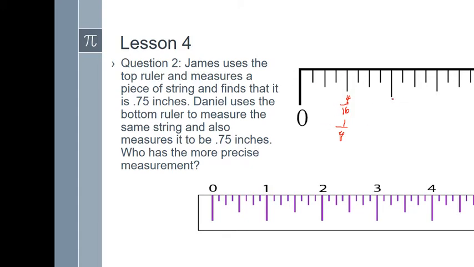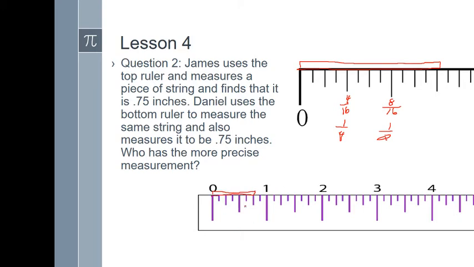Same thing, this would be 8/16 or 1/2 of an inch. So we do see that this ruler here is measuring to the nearest 1/16 of an inch. And it measures this piece of string, and here's this piece of string, and it measures it to be 0.75. All right, so this person down here, we measure the same piece of string using this ruler now. So on this ruler, it still looks like it's right there.